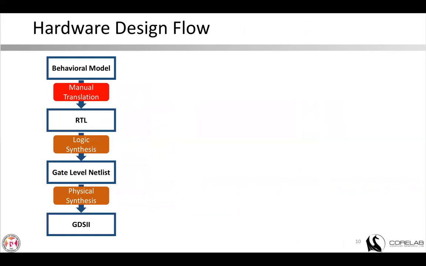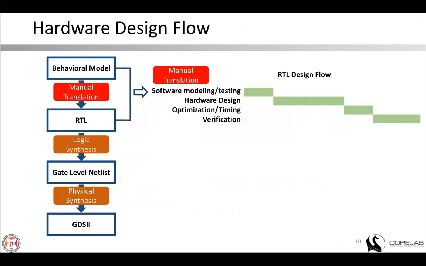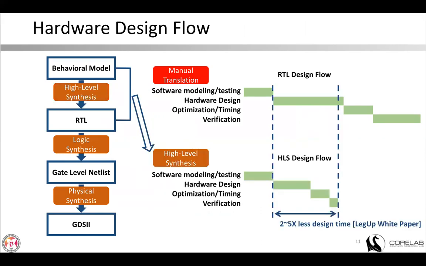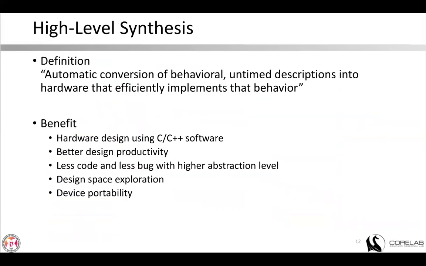The general hardware design flow is as follows. The first step is to do software modeling and testing in a high-level language, and based on this, the programmer manually writes HDL code that performs the same function. At this step, a high-level synthesis compiler can help, reducing hardware design time by 2 to 5x. High-level synthesis is the automatic conversion of behavior in timed descriptions into hardware that efficiently implements that behavior.